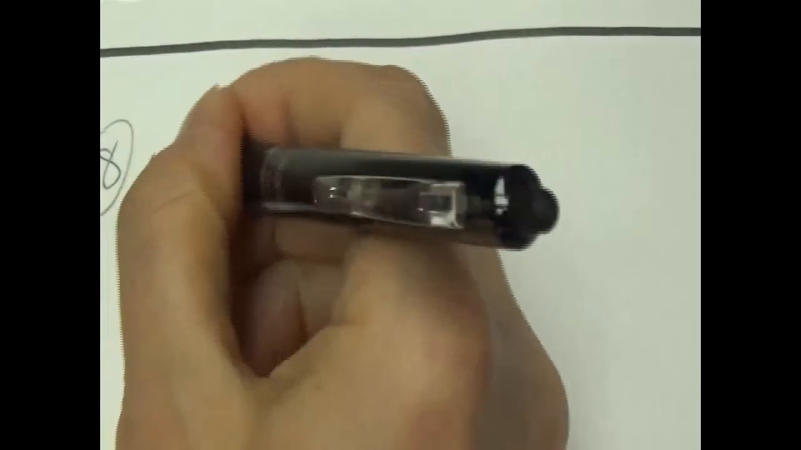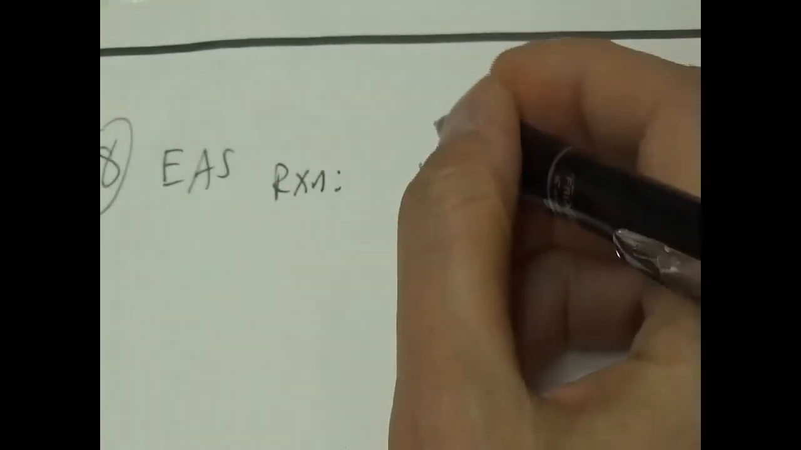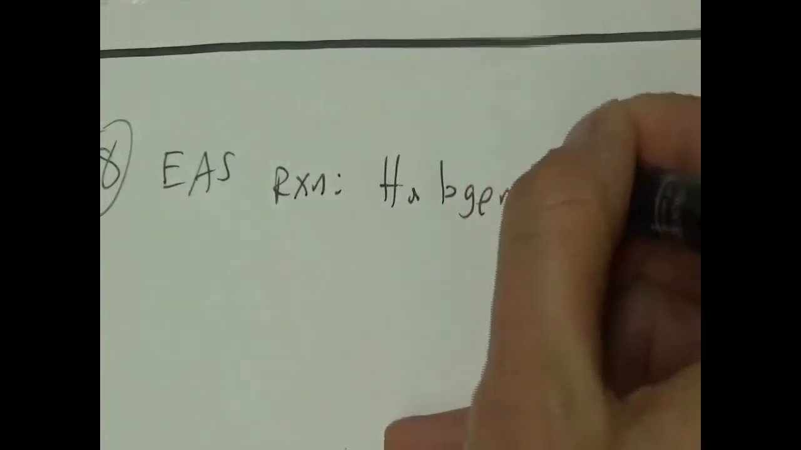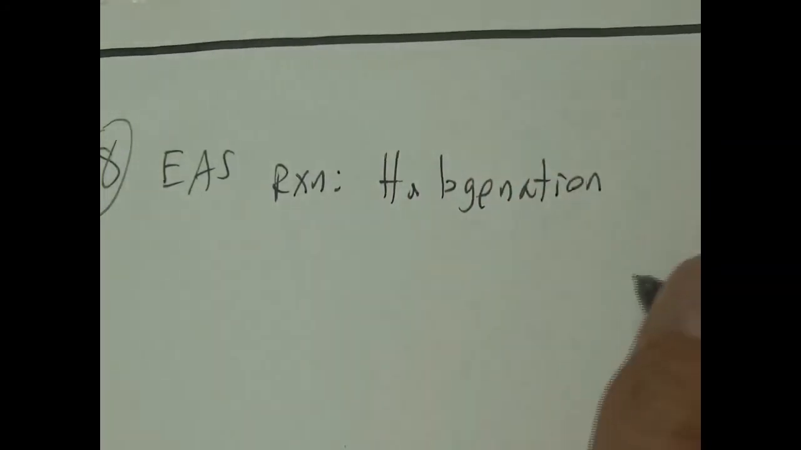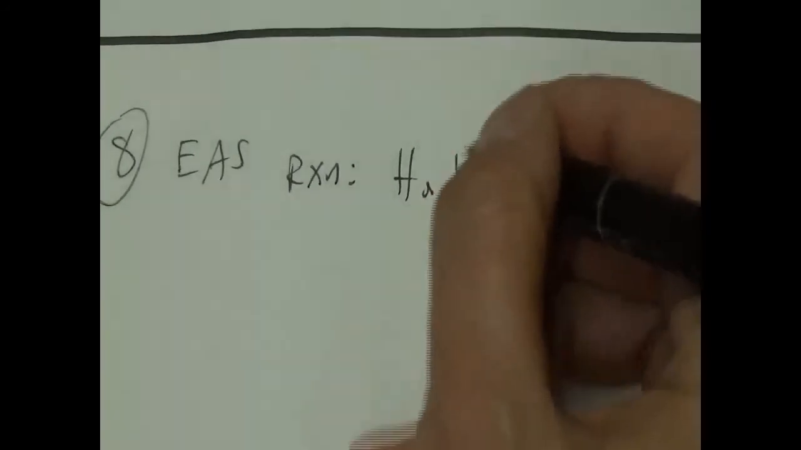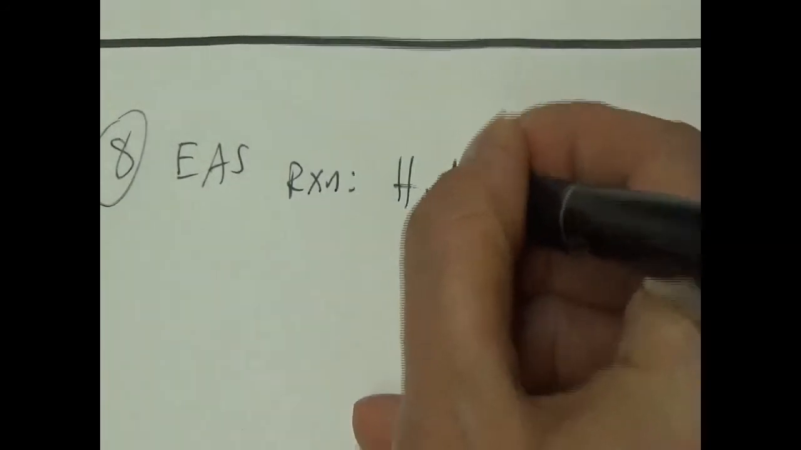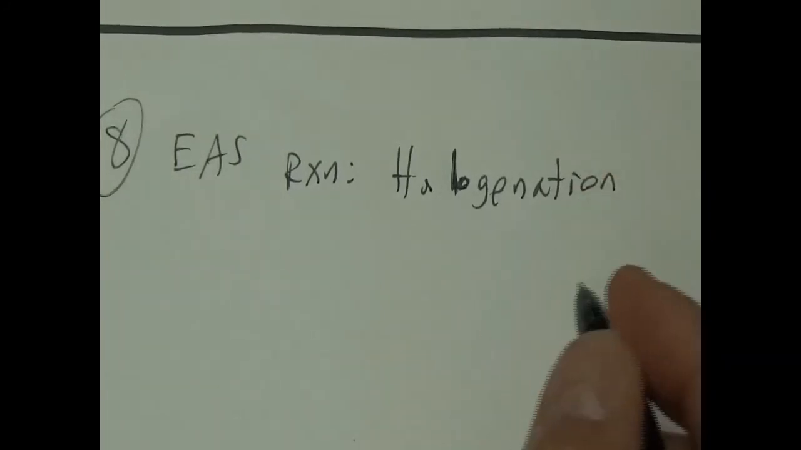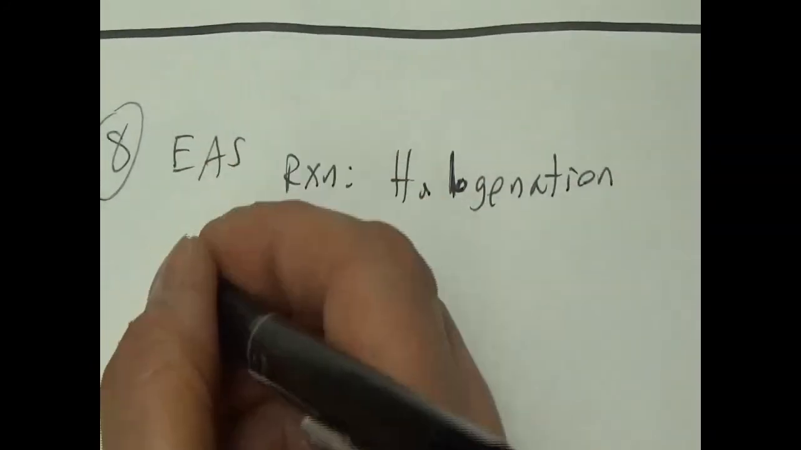All right, so first one, first EAS reaction is halogenation. Halogenation, which could mean, for us generally, it's bromination or chlorination, but it's all the same, really, mechanistically and everything.